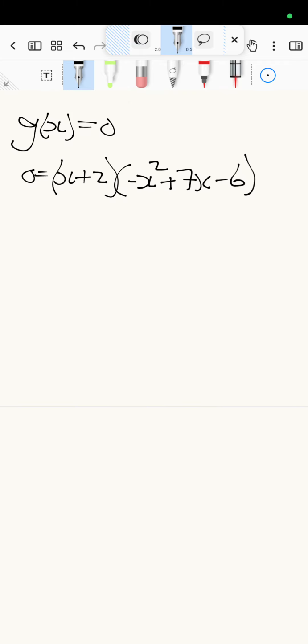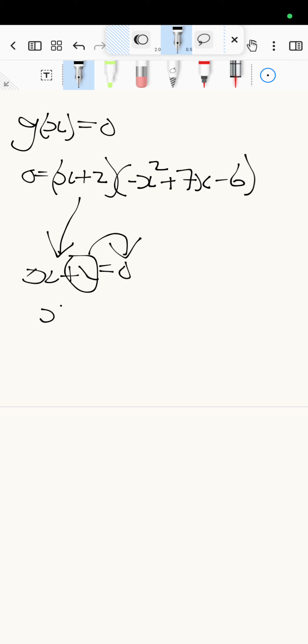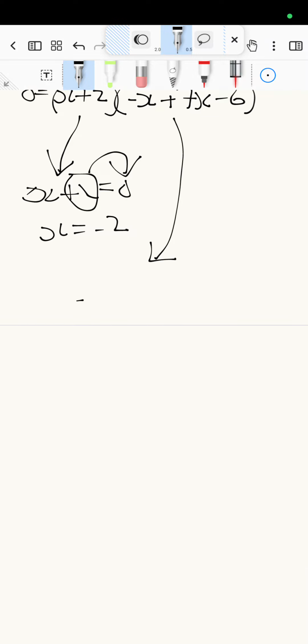So the first one we can see nicely, thus we can equate it to 0: x plus 2 equals 0. Okay, this is the 2. We're going to subtract 2 on both sides. So your first value is x equals minus 2. Then you must take this one and equate this to 0. So we'll say minus x squared plus 7x minus 6 equals 0. And now you must solve for x. So you have a quadratic that needs to be solved for x.